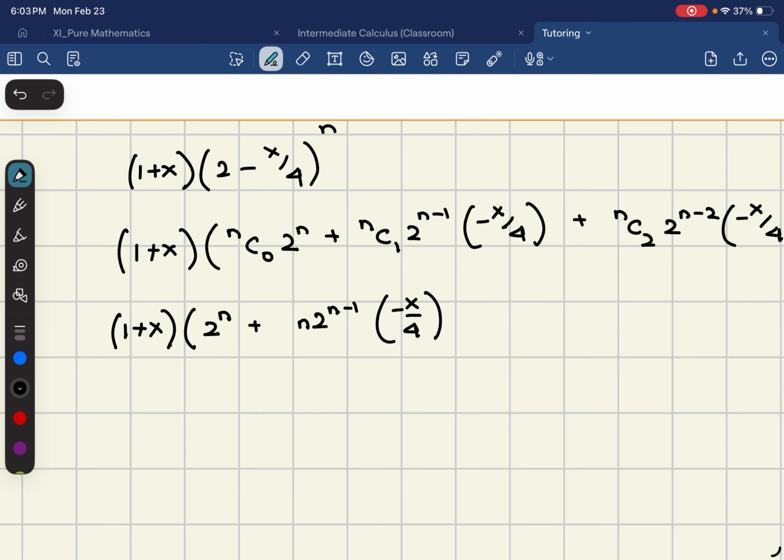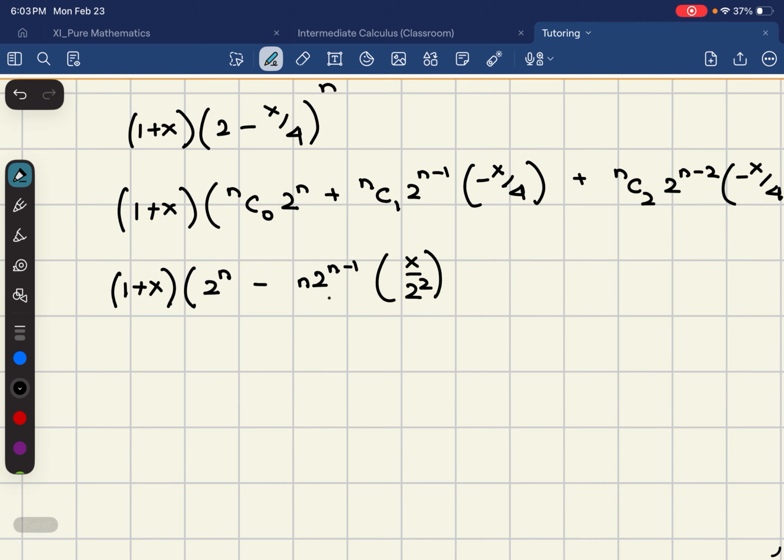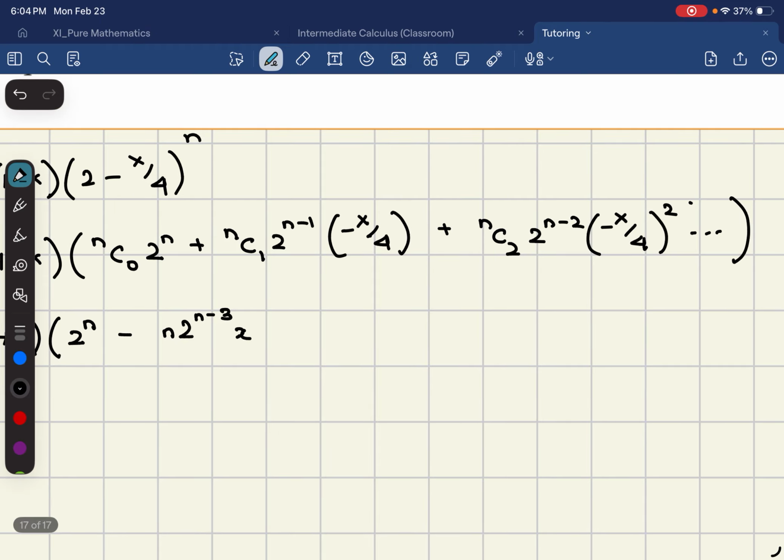But we can simplify this further. We can bring the negative sign to the front, and 4 can be written as 2 squared. So instead of saying I have x divided by 4, I can write this as x divided by 2 squared. And now 2 to the n minus 1 divided by 2 squared, I can simplify that further. That is 2 to the power n minus 1 minus 2, and that gives us 2 to the power n minus 3, and we have x at the end.